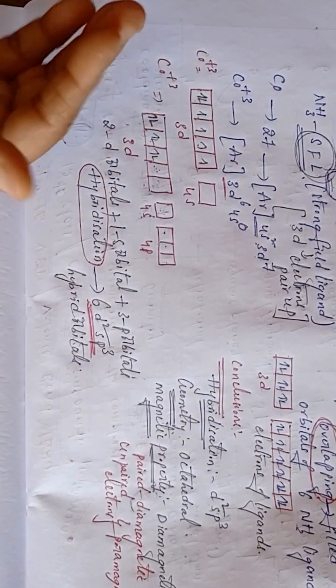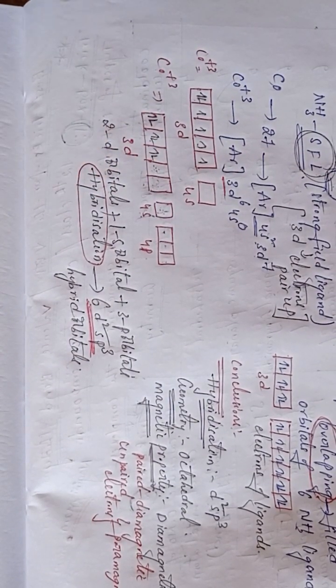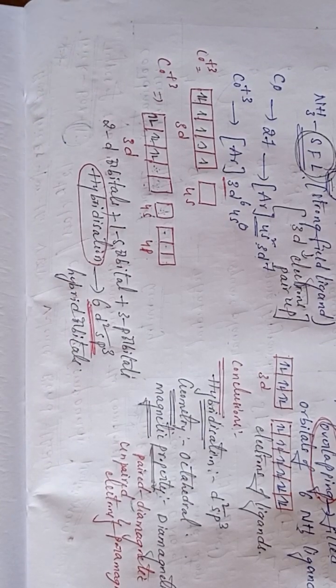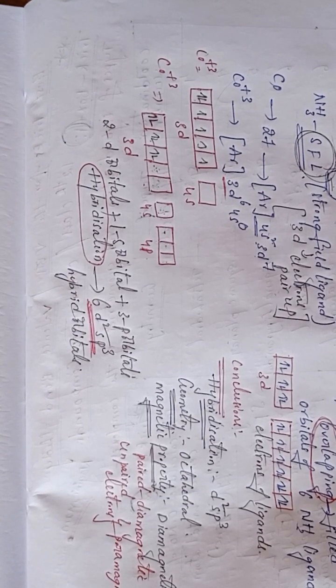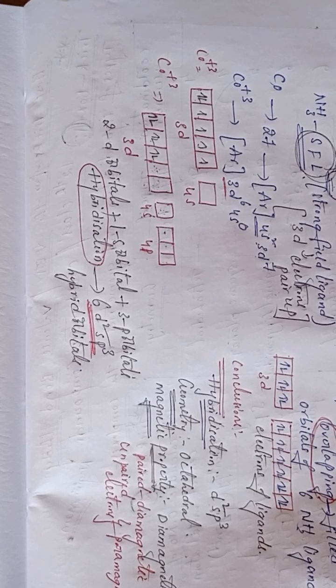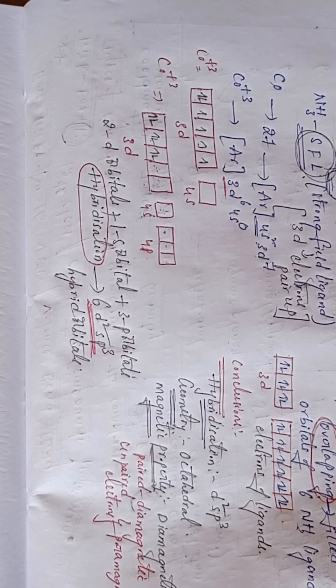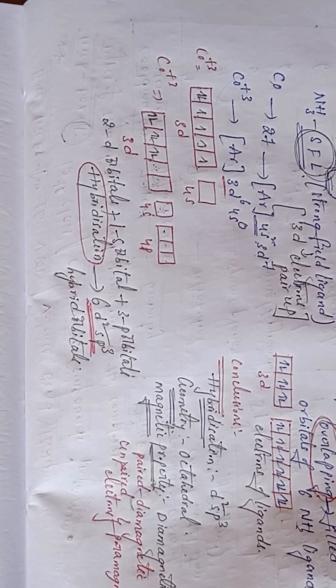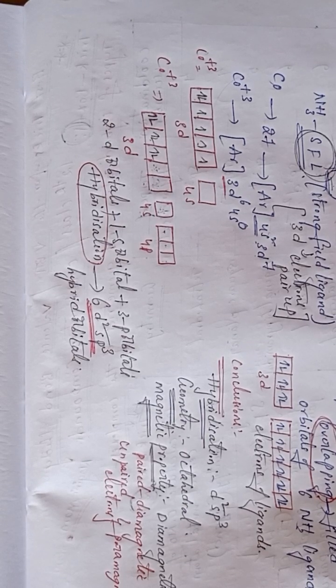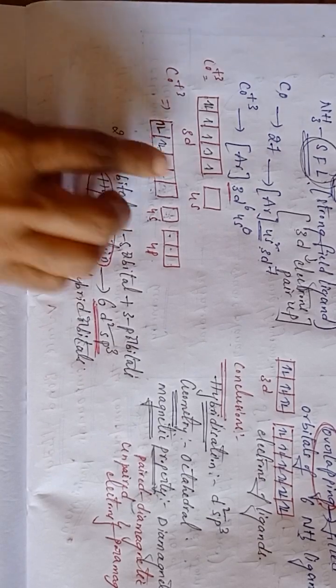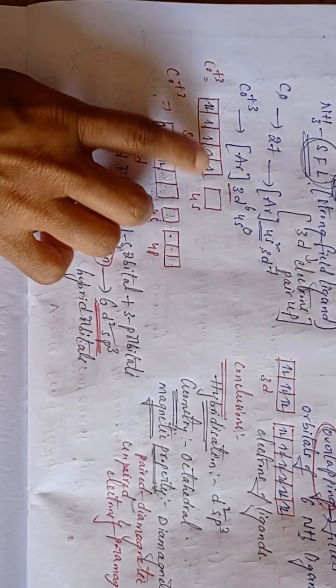Now, is it a low spin complex or a high spin complex? Now we have to see. So what is a high spin complex, students? The number of unpaired electrons in the free metal ion and in the complex is the same. The number of unpaired electrons in the complex ion and the free metal ion. So here, in the free metal ion, how many unpaired electrons are there? 1, 2, 3, 4 are there.